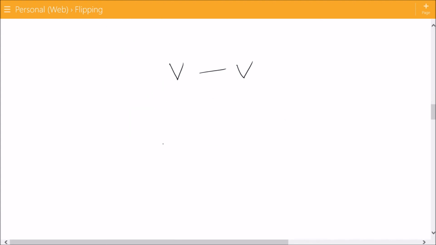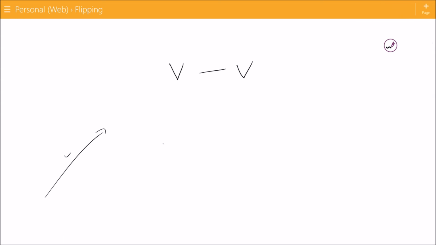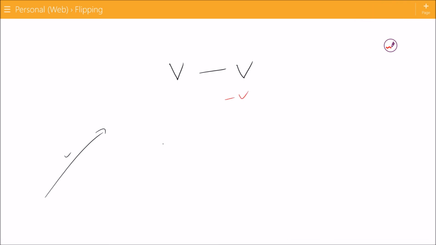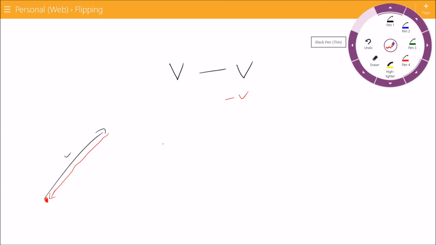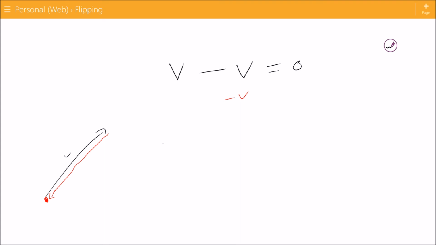So let's say you've got v minus v. Okay. Let's say you don't want to add, you want to subtract. Well, in this case, you would go up v, and then you would have, this is really negative v. So you'd go in the exact opposite direction, and you would end up exactly where you began. So v minus v, when you're talking about vectors, would give you 0.